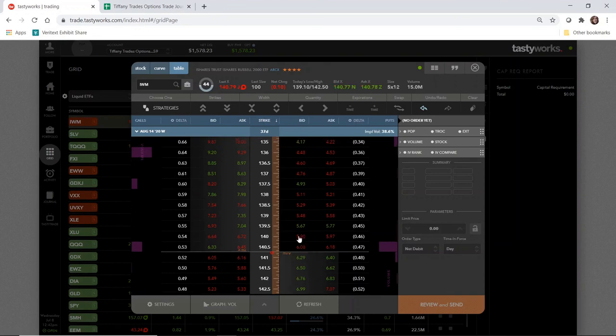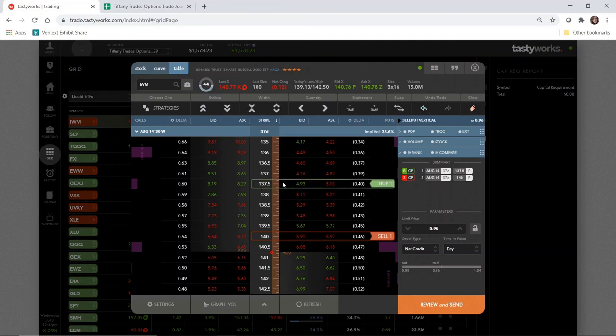So I'm going to open up at 140. This will be the short side, and then the long side will be at 137.50. And right now the midpoint for this trade is 96 cents. The bids and the asks, 88 cents to 1.04. So this is probably a good entry point. I'm not going to try to go up or down. I'm just going to see what happens.